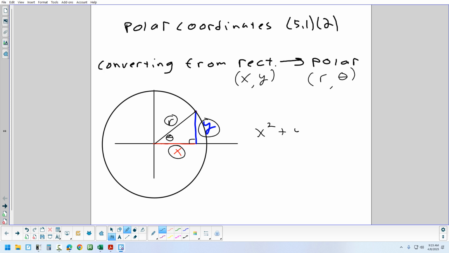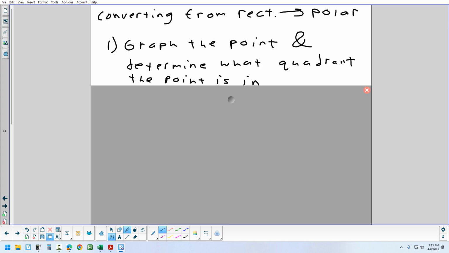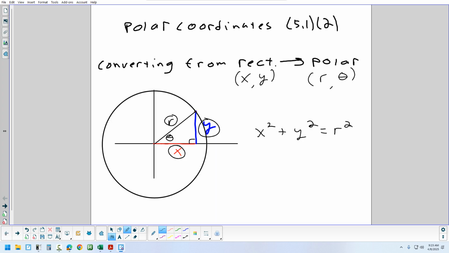I'm going to write this down nicely on the next page. But that's the formula to find r. It's x squared plus y squared equals r squared. So that's how you're going to get r. Use the Pythagorean theorem. And now we need to get theta.